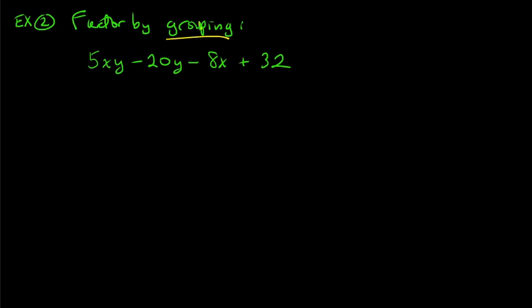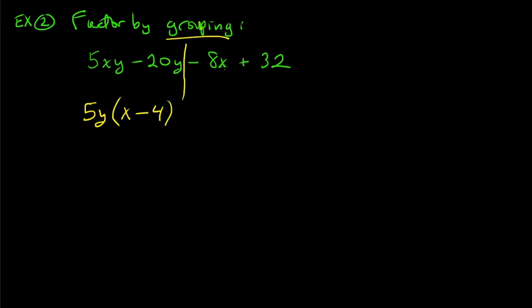Remember, we want to split this up into 2 separate problems, the first 2 terms and the last 2 terms. Out of the first 2 terms, what's the GCF? We have a common factor of 5 and a y, so we can factor out the 5y. And when we do that, we just get x minus 4.